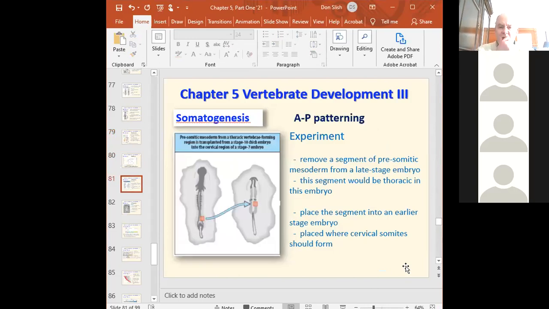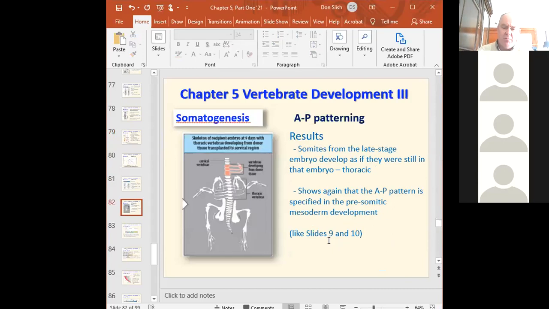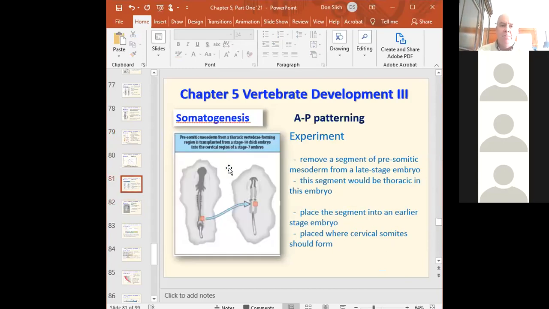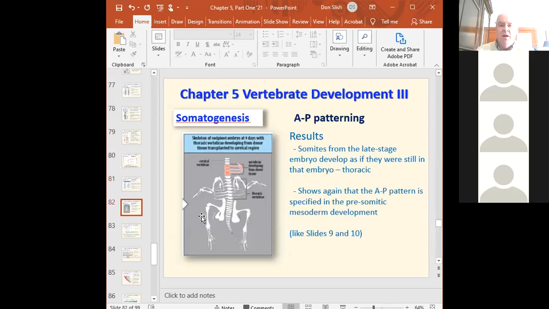Okay, so now we're getting into why, even though this is presomitic mesoderm, and it looks like any presomitic mesoderm, if you cut it out and put it in an earlier place, in a younger embryo, you can see that it's already patterned. This is already patterned to become thoracic, even though there's no thorax right now. But those genes have already been active. That makes it like that.